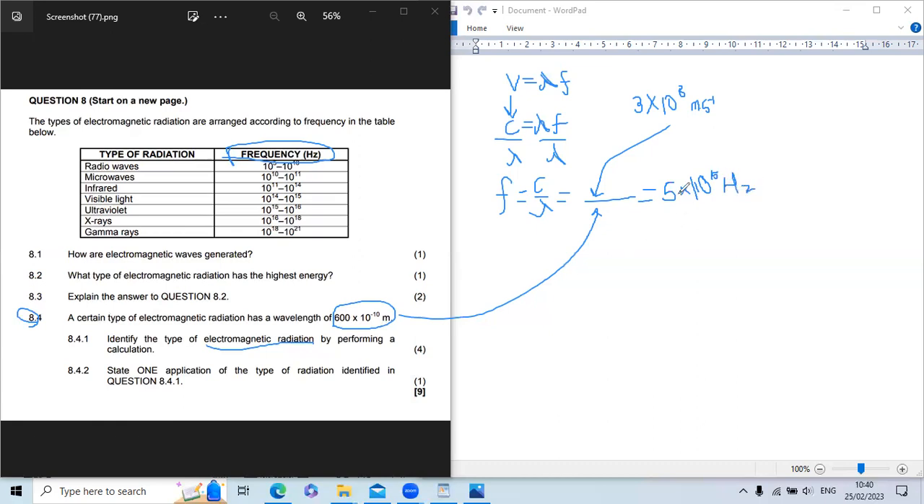But this is not our final answer. We have 5 times 10 to the exponent 15 hertz, but it's still not going to be our final answer. Now we have to identify the radiation with a frequency that this falls into. So what do you think this radiation is, or which radiation has this frequency?